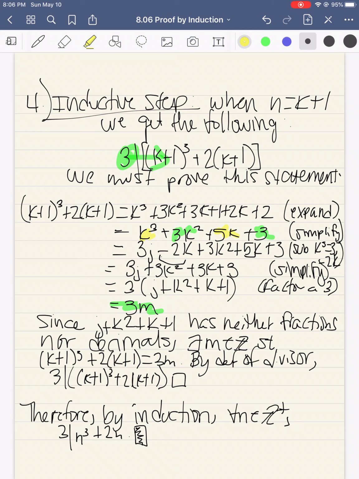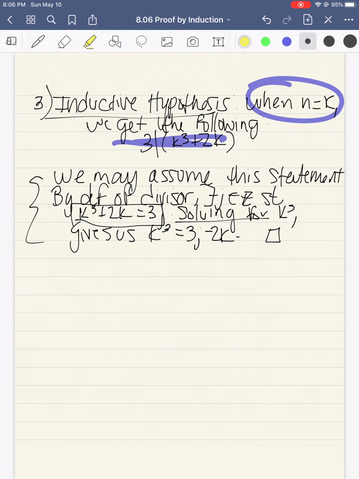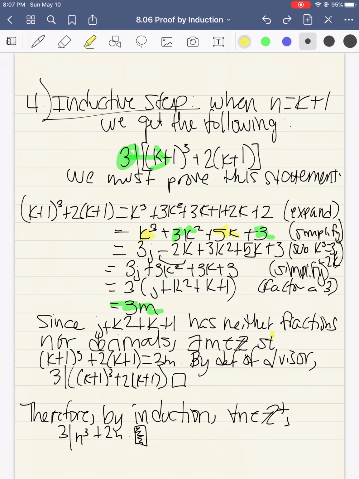Thinking, okay, I know I need coefficients of 3, but how am I going to be able to use what I know in order to solve for this? So that's where the solving comes in for the inductive hypothesis. So again, maybe wait in solving for something until you do the inductive step and you see, okay, what do I need to solve for here?